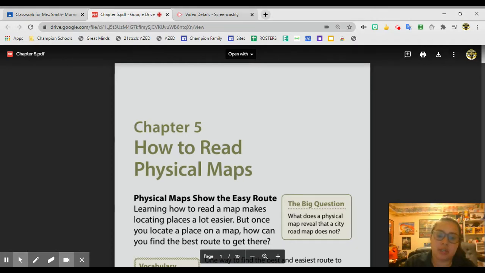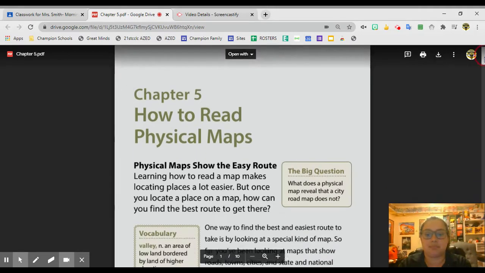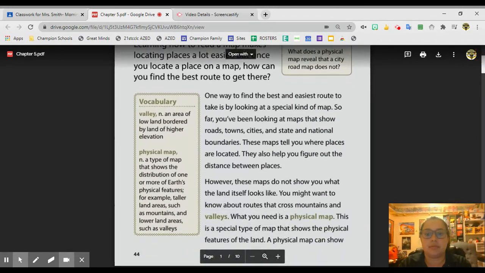Physical maps show the easy route. Learning how to read a map makes locating places a lot easier. But once you locate a place on a map, how can you find the best route to get there? So the big question is, what does a physical map reveal that a city road map does not? One way to find the best and easiest route to take is by looking at a special kind of map.